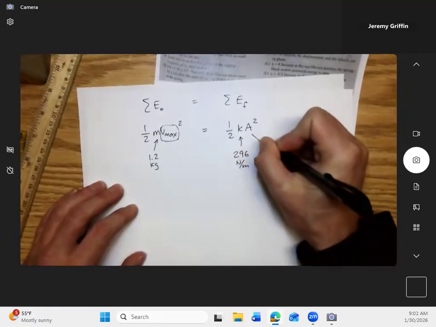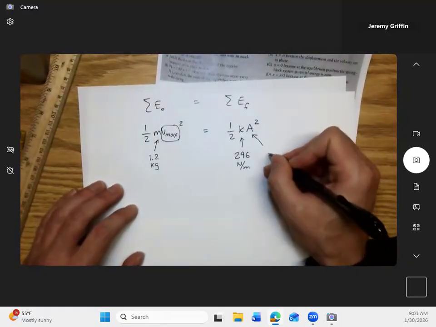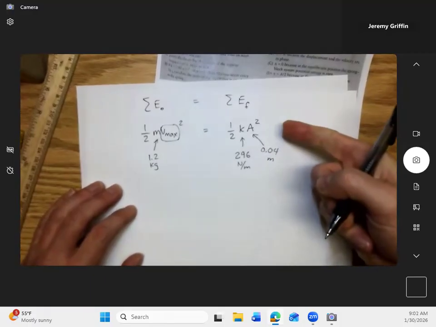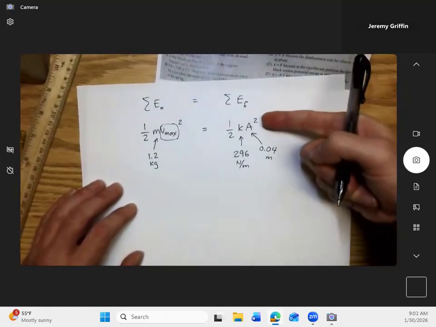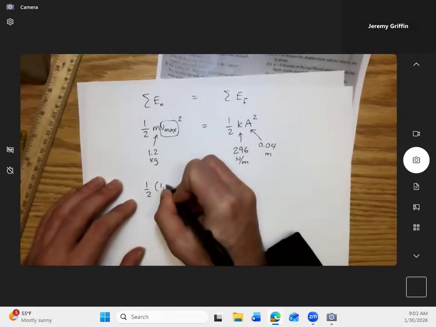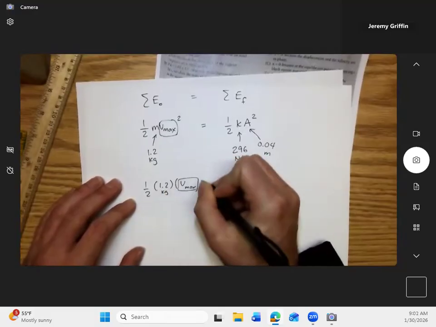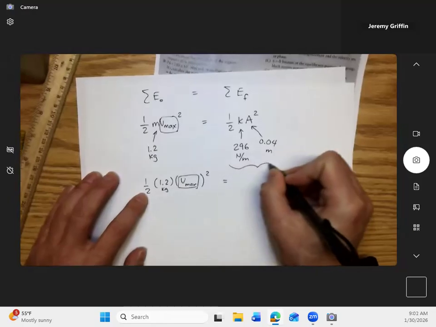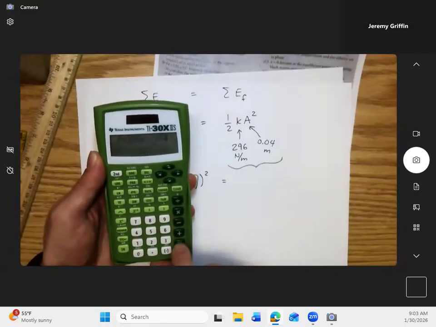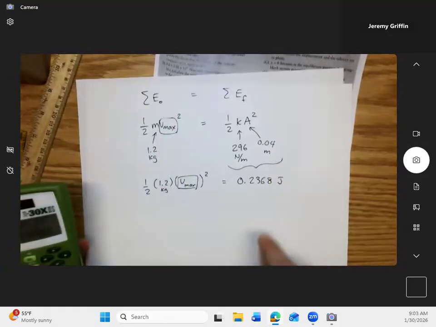We're trying to find the max. And guys, what's the amplitude of the motion? In meters. 4 centimeters, but how many meters? Yeah, 0.04 meters. Now that we're doing math, you have to make sure you have everything in base units. And don't forget that's also squared. I'll throw in a middle step here. So 1/2 times 1.2 kilograms times v max squared, which we're solving for, is equal to the energy in the system: 1/2 times 296 times 0.04 squared. I'm looking at 0.2368 joules.